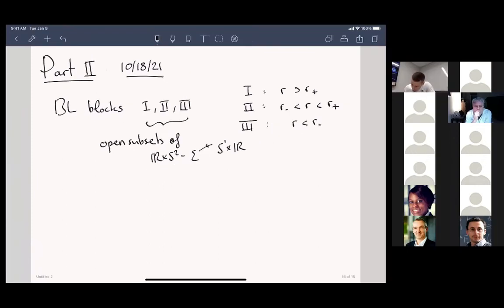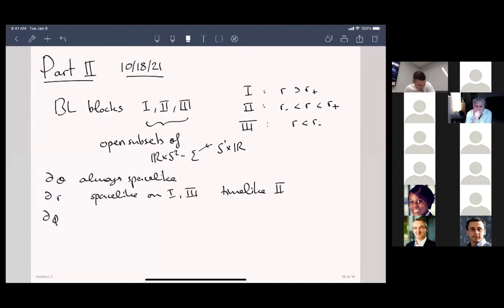So if we look at the metric, d theta is always space-like. dr is space-like on 1 and 3, but it oscillates. It's time-like in region 2. Then d phi is space-like for r is greater than 0, but on 3 its character changes.